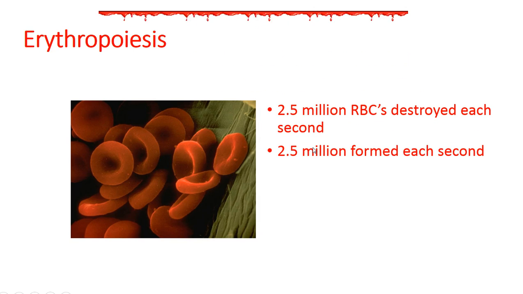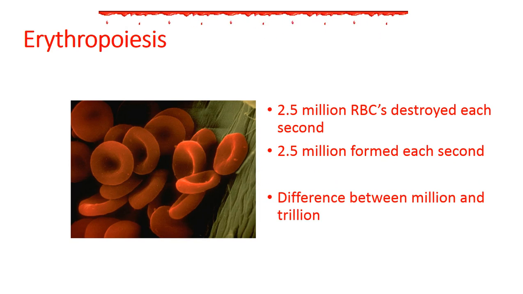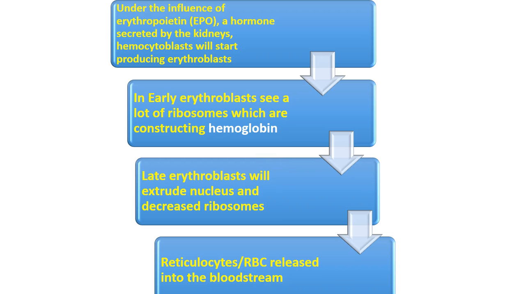So look at how many are destroyed each second. But the good news is, in most cases, you make just as many each second. Okay. So a million and a trillion is a lot bigger, but a million is still a lot, okay? Especially if you think about each second that you're losing 2.5 million red blood cells. But again, on the good side, you're gaining 2.5 million. All right, so here's how red blood cells are made. This is what it looks like in words. I'll go through this with you and then I will show you a picture.